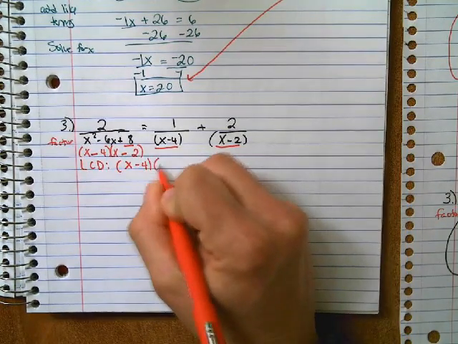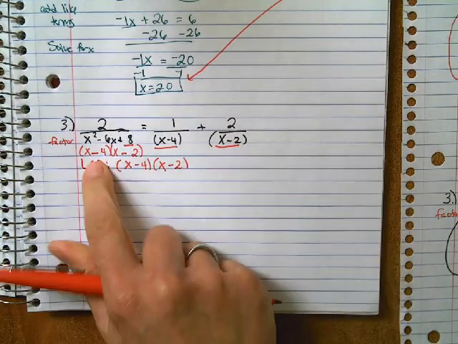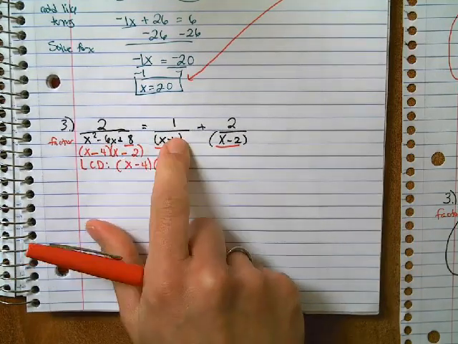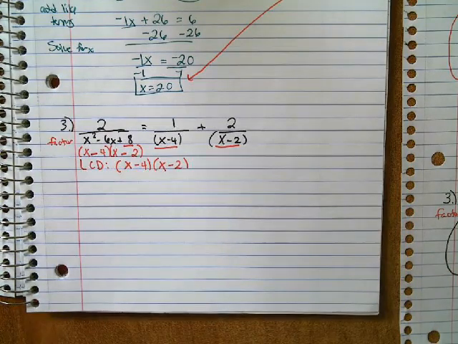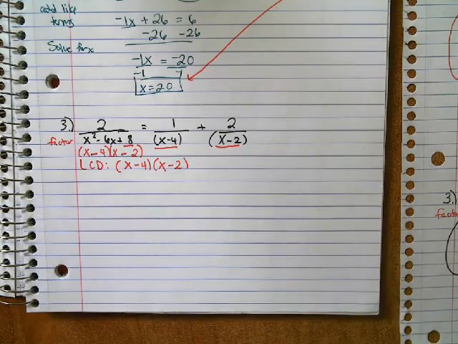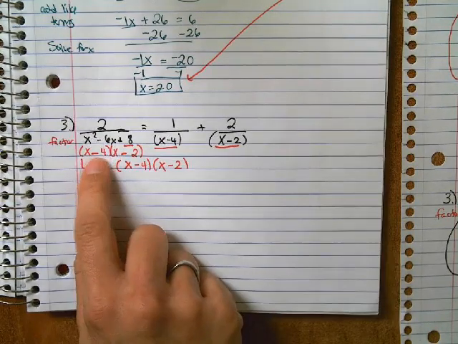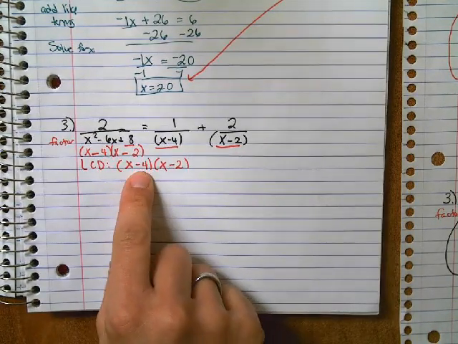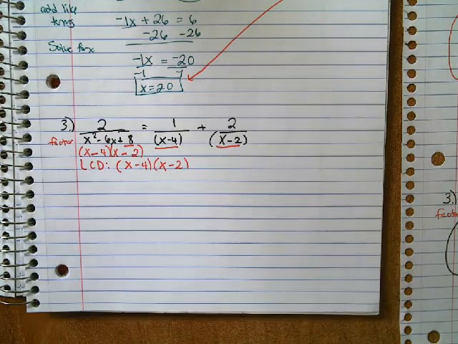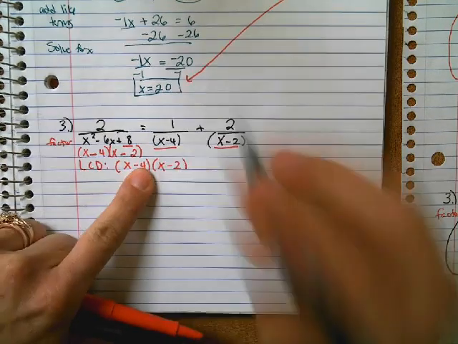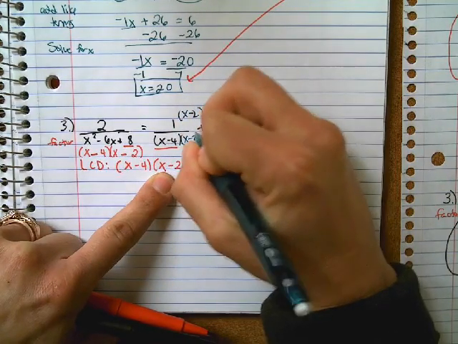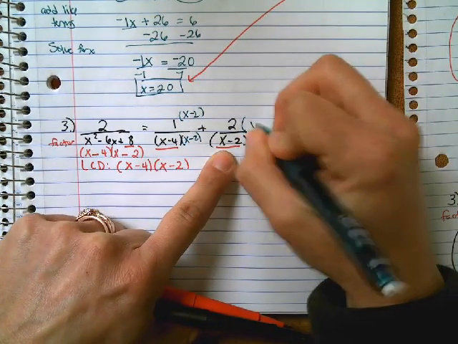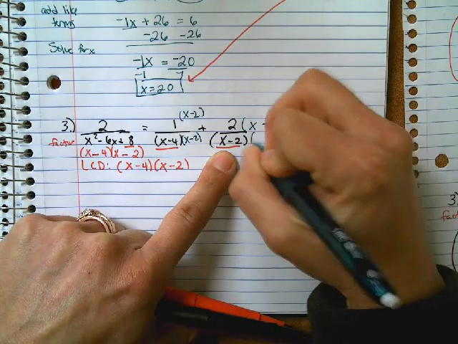So my least common denominator is x minus 4, x minus 2, because this has that part, and the last fraction has that part. Okay, next step, multiply each fraction by the missing term. So my left fraction has everything from my least common denominator. I do not have to multiply that by anything. My middle fraction has the x minus 4. It's missing x minus 2. My right fraction has x minus 2. It's missing x minus 4.